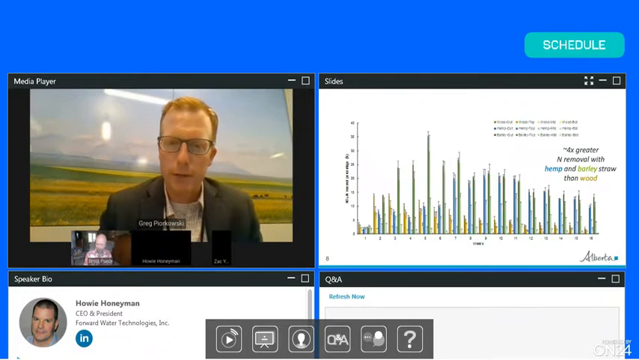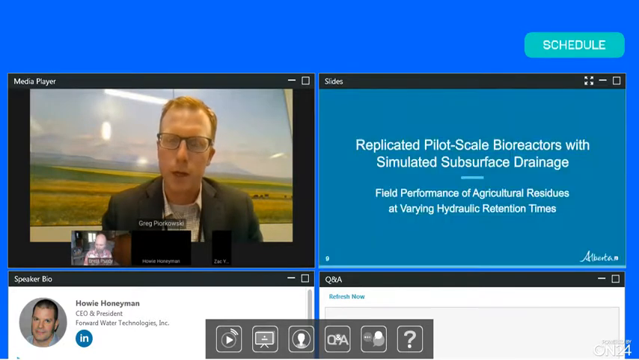In that study, what we found, excuse this diagram, it's busy, but the take-home message here is that the agricultural residues, the hemp and barley, removed about 4 times more nitrogen than the wood did. So we're confirming that agricultural residues do have really good performance with respect to nitrate removal.